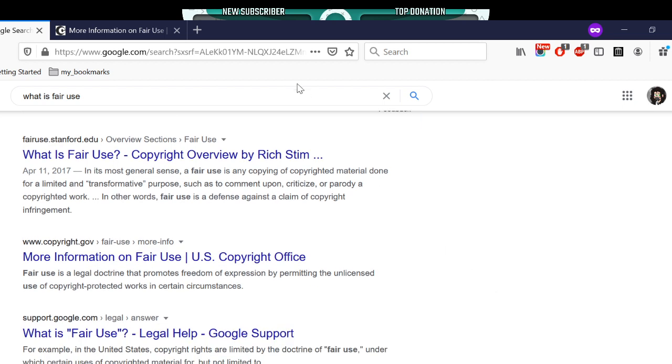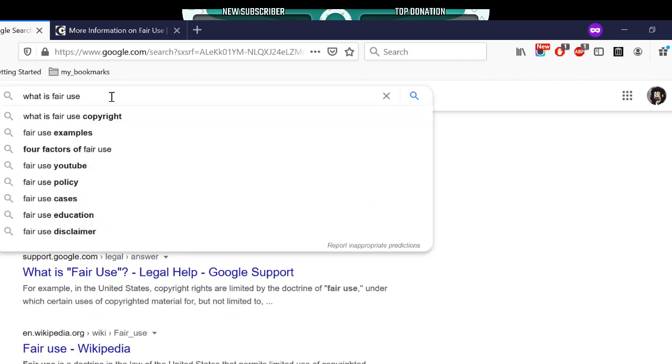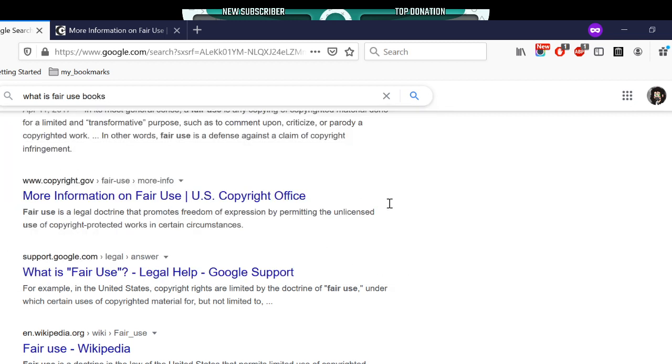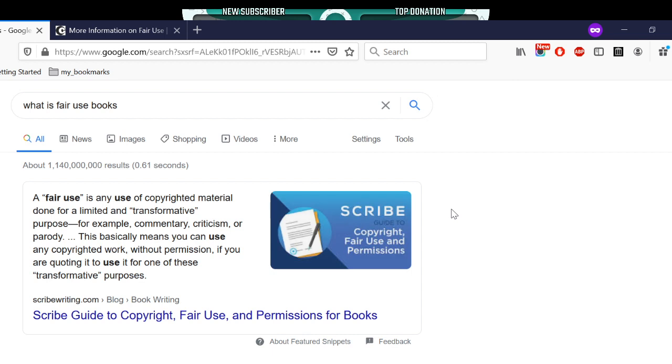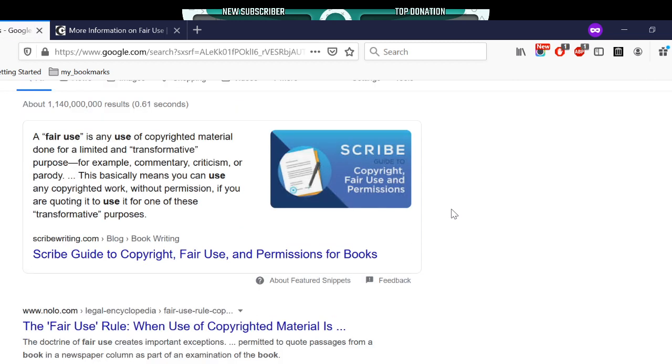So I feel like that actually gave me a pretty good overview about what is and is not fair use, or at least the mishmash of things that could be considered. Let me see. What is fair use? Let me just put books in there and see what comes up, because I'm very concerned with books. Scribewriting.com. What is that? Okay, that's a blog.